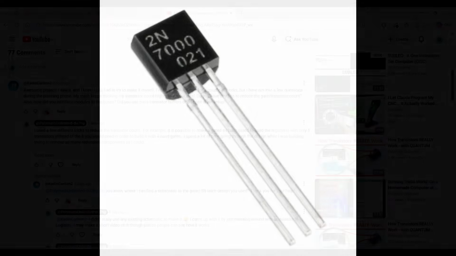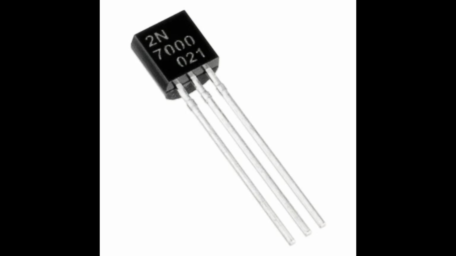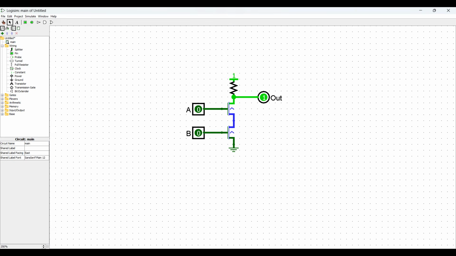For this processor, I used NMOS logic gates built from two N7000 N-channel MOSFETs. NMOS is a family of logic circuits where the output is held high by a pull-up resistor. A network of N-channel MOSFETs pulls the output low depending on what inputs are supplied to the circuit.